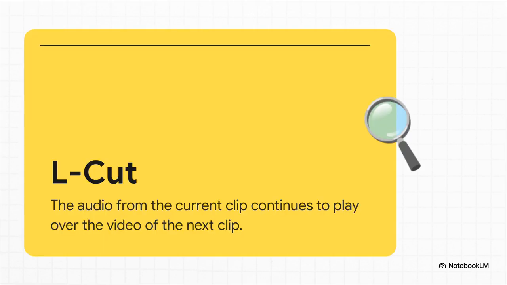And the opposite of that? Well, that's the L cut. This is when the audio from the first clip actually carries over into the second clip. So you see a new shot, but you're still hearing the sound from the shot you just left.